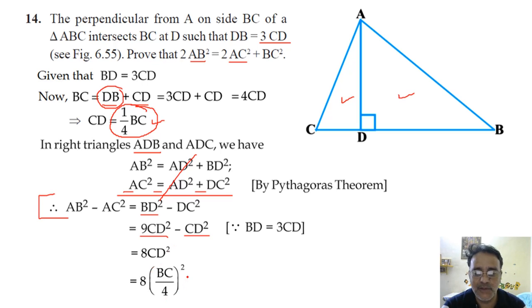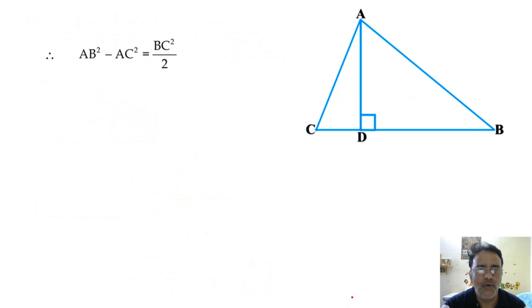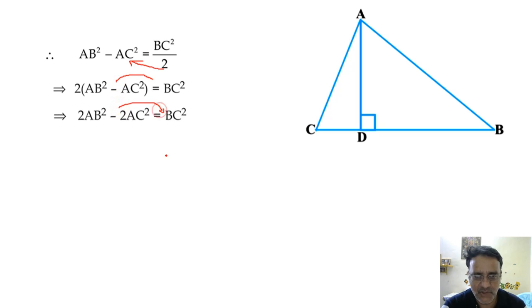So BC by 4 whole square हो जाएगा. That means BC square upon 16. So ये cancel कर सकते हैं यहाँ पर. Now AB square minus AC square is equal to BC square by 2. So what we will do, we will multiply 2 to both sides, 2 को cross multiply करेंगे. So we'll get 2 times AB square minus 2 AC square is equal to BC square. Now after multiplying, we will shift AC square to this side. यहाँ पे. So it will become plus. So this is the proof of the 14th question.